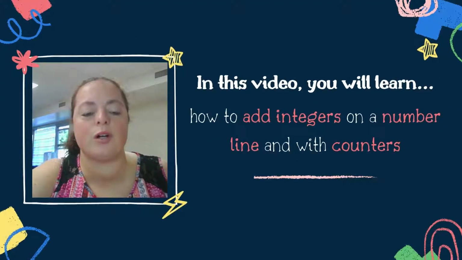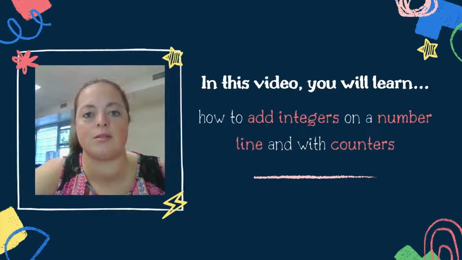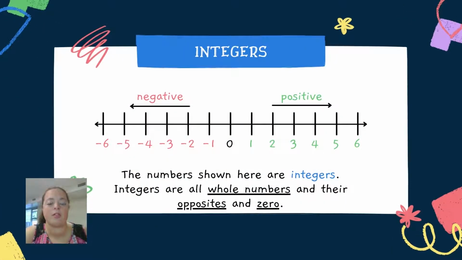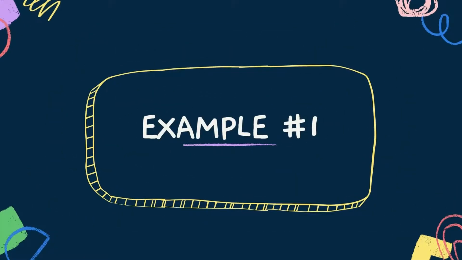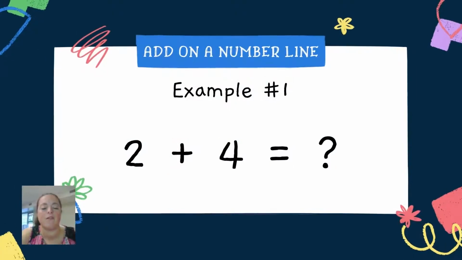In this video, you will learn how to add integers on a number line and with counters. Remember that integers are all whole numbers and their opposites, and 0. Our first example is pretty simple. You already know how to add 2 plus 4, but let's look at how it works on the number line.